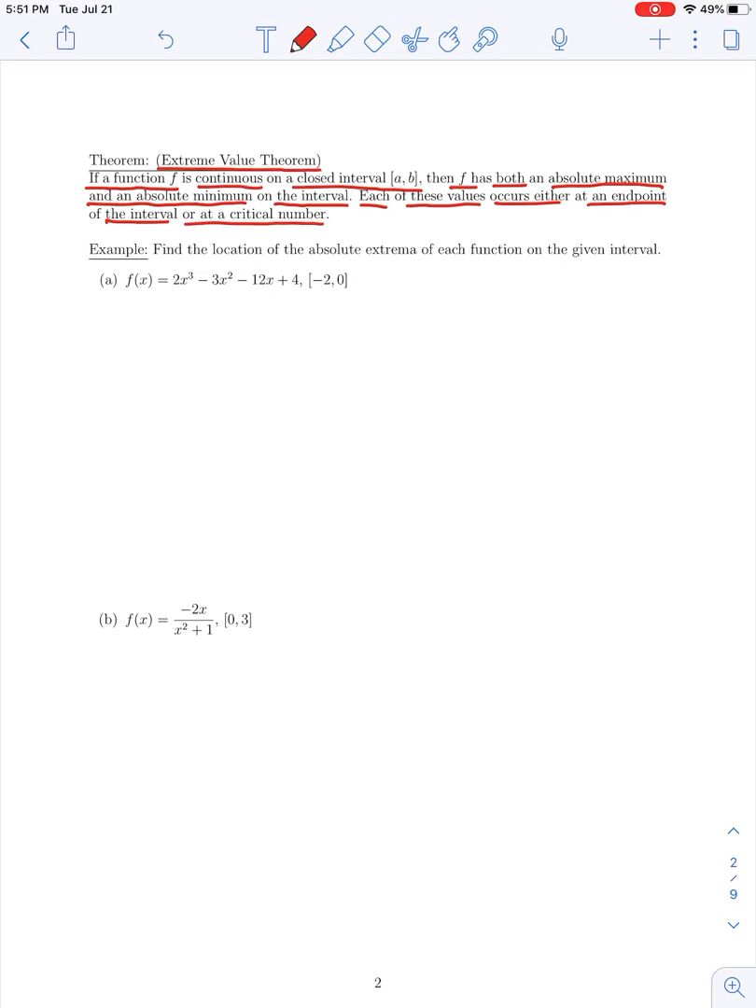So let's look at an example making use of the extreme value theorem and see how we can find the absolute extrema. So here we are told to find the location of the absolute extrema of each function over the given interval. And in part A, we have f of x, which is some polynomial, so it is continuous everywhere. And we're looking at it defined on a closed interval from -2 to 0. So the extreme value theorem says it will have both an absolute maximum and minimum value. Now we know that those values must occur either at the endpoints, so at -2 or 0, or at a critical value of our function.